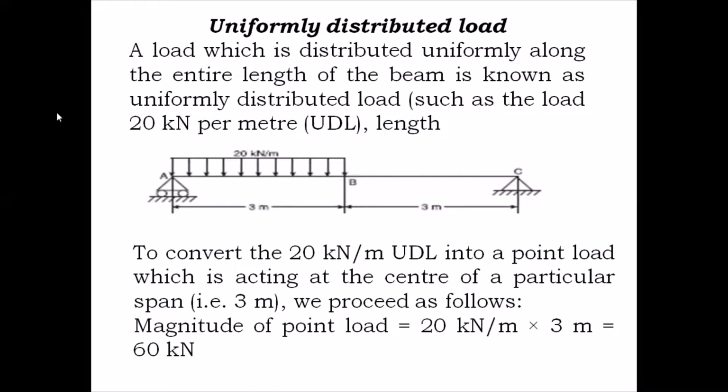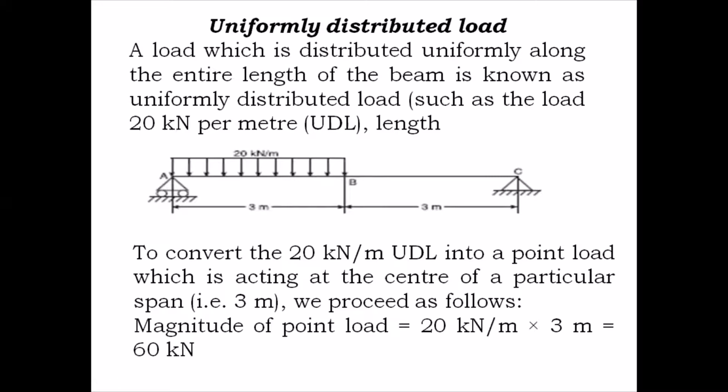Now this UDL, which is in the form of a rectangle, so you can see the nature of this loading. It is in the form of a rectangle. So 20 kilonewton per meter is acting over a span of 3 meters.